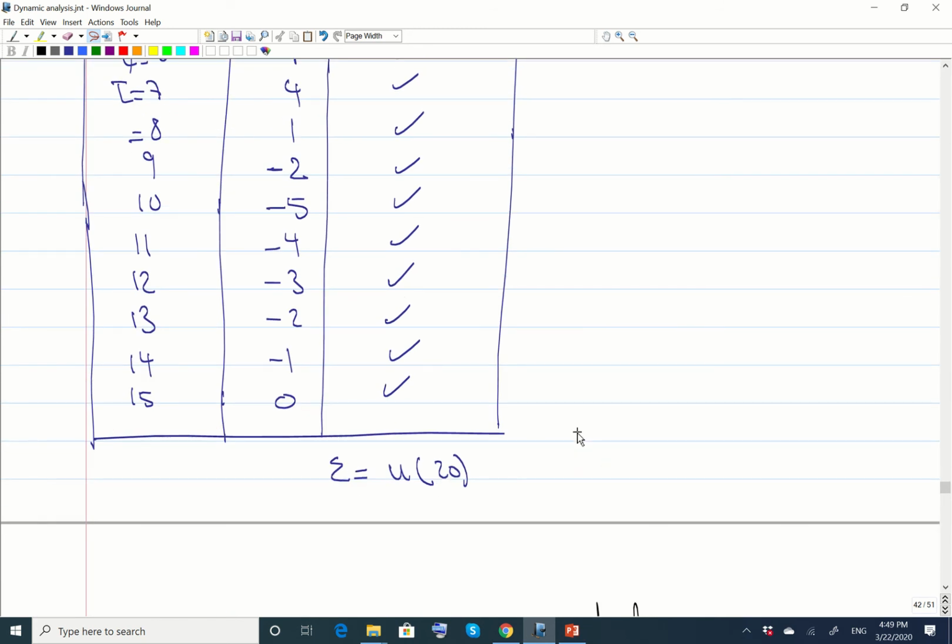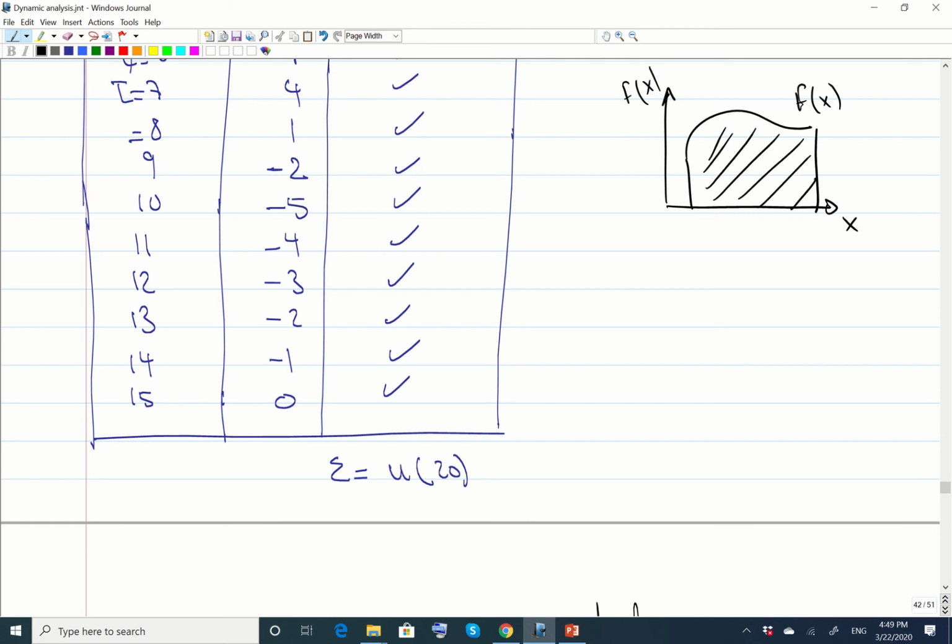So what does this mean? Simply, I guess you learned this earlier, if you have a function like this, f of x, and this is x, I want to find the area under that curve. So this area is the integration of f of x dx, right? So instead of doing the integration over here, I can do this numerically. I divide this into small parts.